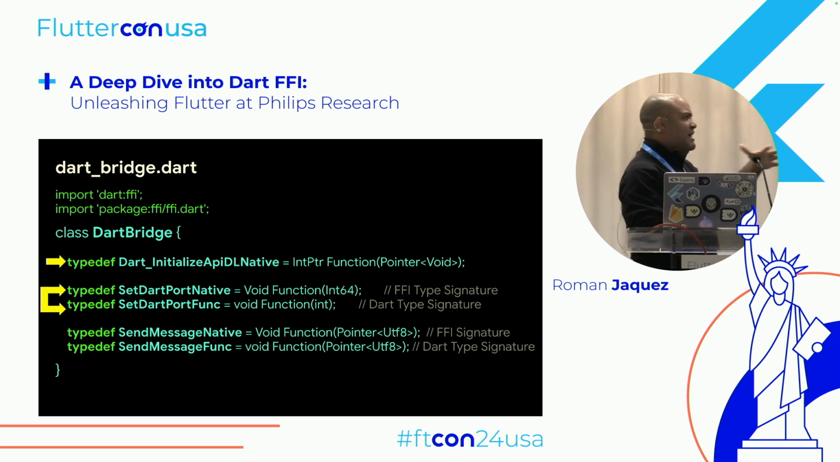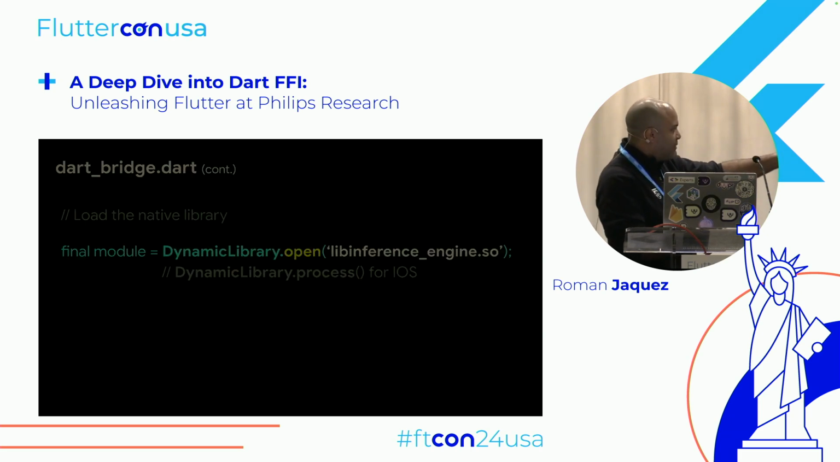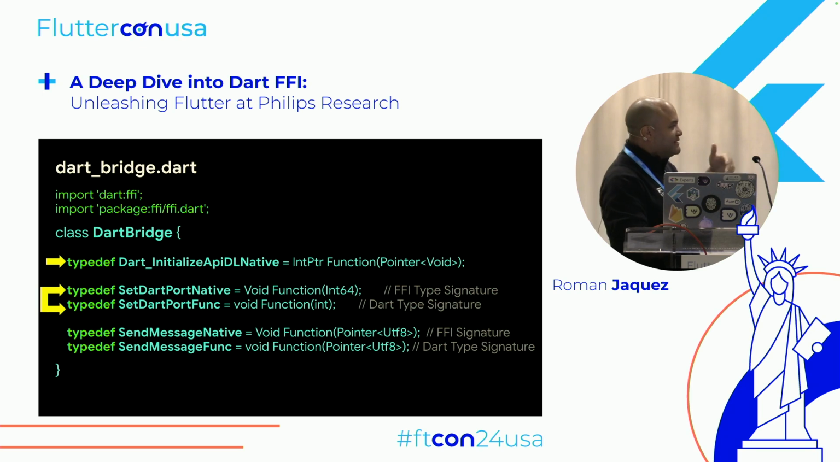Let's say you're going to have one method called setDartPortNative that is a void function that takes an integer, for example. Or you create another one that takes a string, and it just returns void. You're going to call it sendMessage, for example. But you need to have the FFI signature and then the Dart signature. The Dart signature is what you can then map to create the binding, and you can call the method in Dart, which actually activates the code in C++.